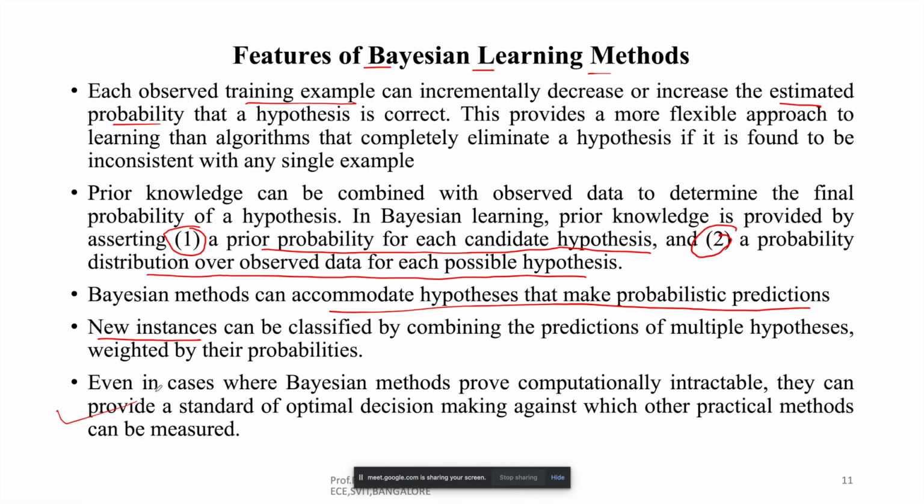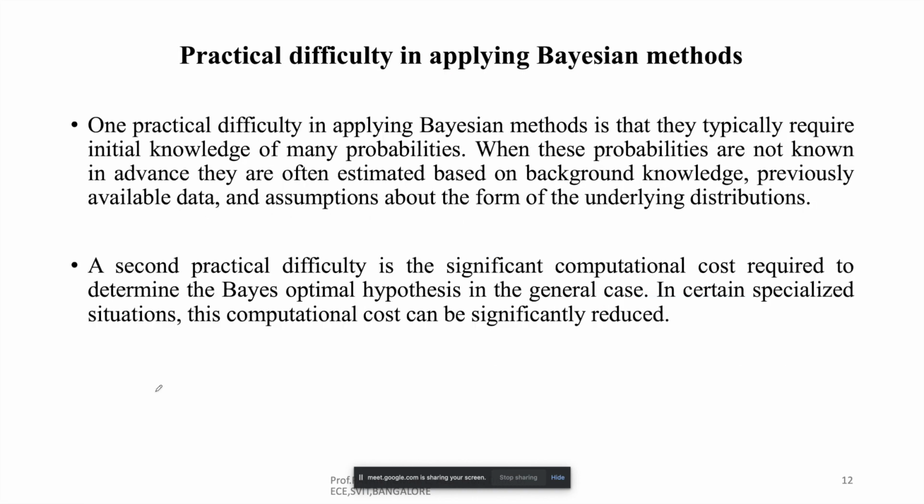Then you have advantages, but you will also have practical difficulties. Let's see what they are now. One practical difficulty in applying the BM method is that it requires initial knowledge. I'm stressing this more: you should have initial knowledge of where exactly you are applying it and what the probability output is.